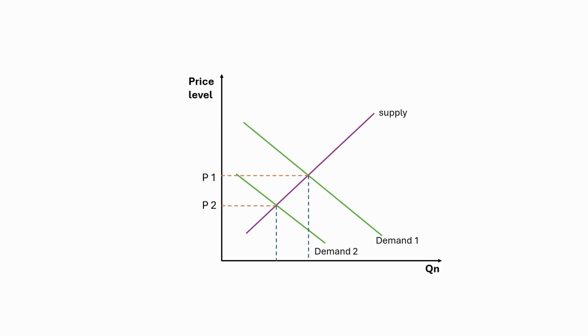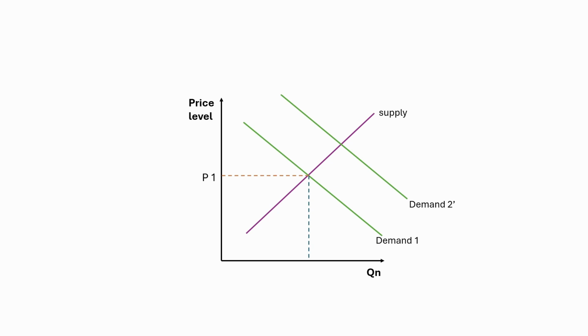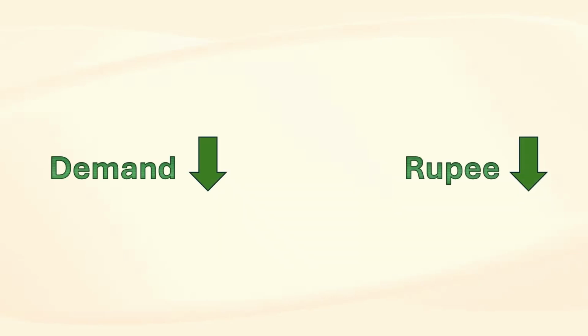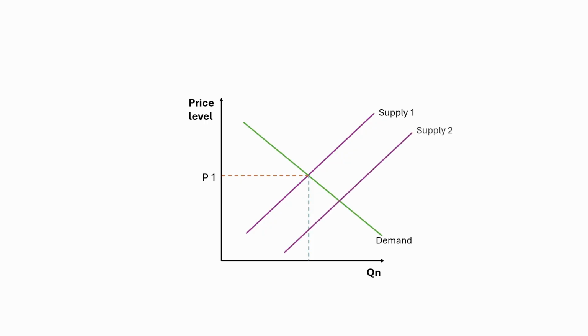On the other hand, if demand increases from demand 1 to demand 2, it takes the price level from P1 to P2, increasing the price or value of the rupee. So we can say an increase in demand for the rupee will result in an increase in its value, and a decrease in demand will result in a decrease in its value. Now, if supply increases from supply 1 to supply 2, it will take the price level down from P1 to P2, reducing the value of the rupee.